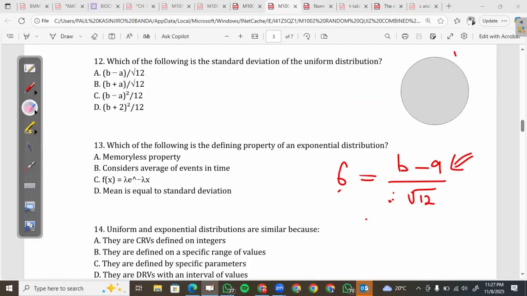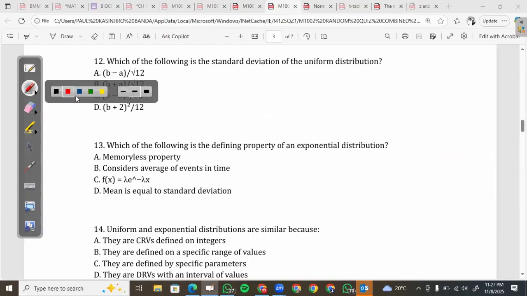Okay, so now let's look at question 13. They're saying, which of the following is the defining property of an exponential distribution? We have the memoryless property there. We have that it considers the average of events in time, and then they have just given the PDF formula, and then the mean is equal to the standard deviation. Okay, so all these answers are true here, but which one is the defining property?